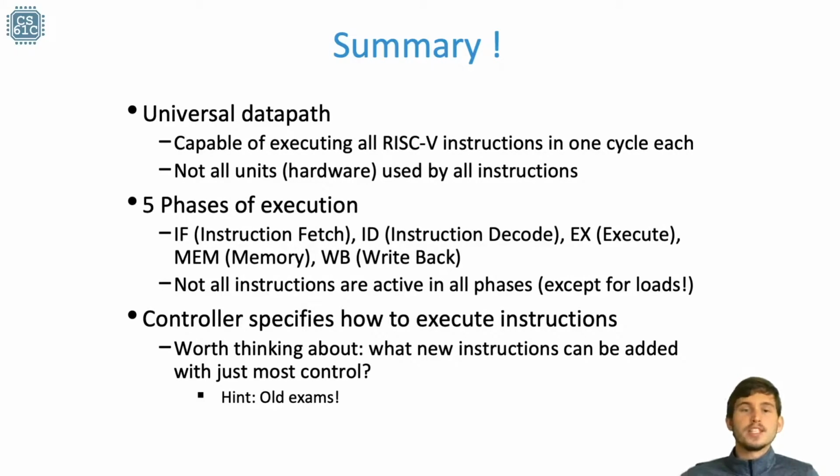So the first thing we did is we built the universal data path by slowly adding on different RISC-V instruction formats to our CPU until we finally supported all of the RISC-V instructions so that they can execute in one single cycle. I do want to point out that not all units, aka the hardware units, are used by all instructions. We also talked about how there's 5 phases of execution.